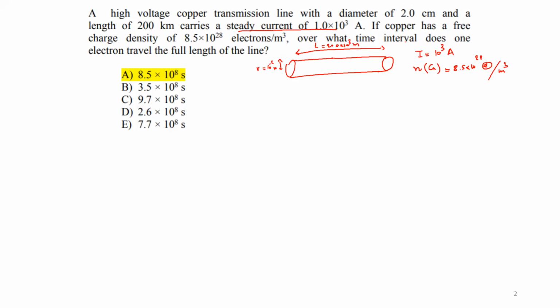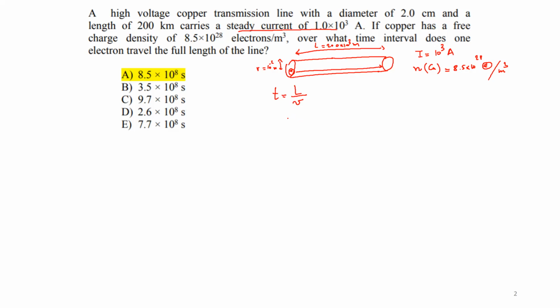So over which time interval does one single electron travel the full length? So I want basically, let's say one electron is here. What time will it take to travel the full length? So you know that the time the electron will take will be the length divided by the speed of the electron. Now, what is the speed of the electron?